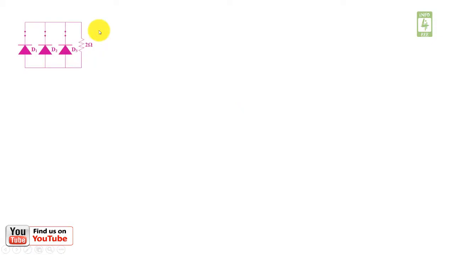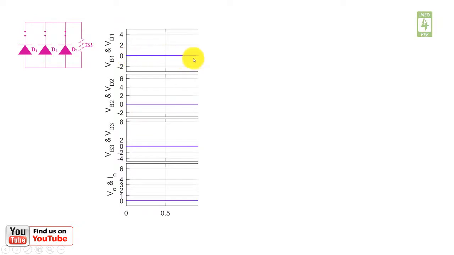Now discussing this circuit step by step. In the first step, I am considering this circuit without any battery. So in the waveform there is no voltage drop across D1, D2 and D3, and hence there is no voltage and current at the 2 ohm resistance.